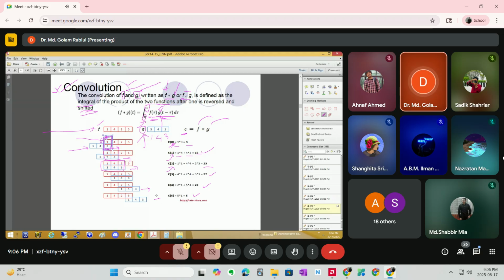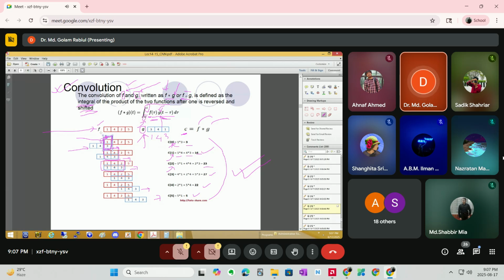And then we have to shift, and if we shift further, then actually there will be no common value. That means we cannot perform the dot products of these two. So this value will be our convolutional value. After the convolution operation, we will get 3, 16, 23, 27, 22, and 5. So those values we will get. So this is actually one-dimensional convolution. We have considered f and g as one-dimensional vectors.